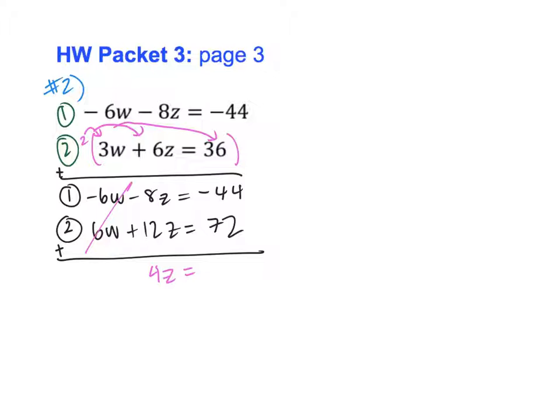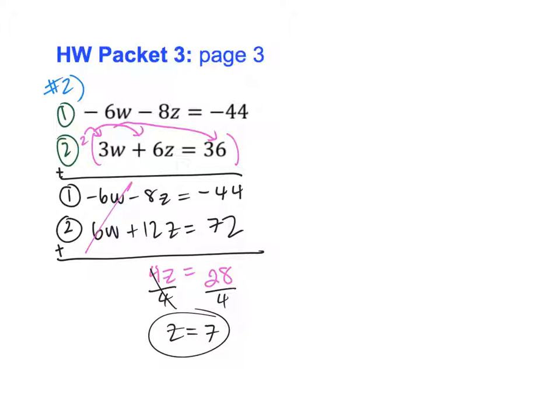If you do that, so let's see, 72 with 44 is going to be 28. So now that I have all my like terms combined, I'm now going to divide by 4. And so there we go. And so Z is equal to 28 divided by 4, which is 7.